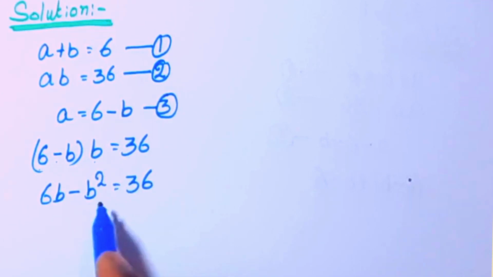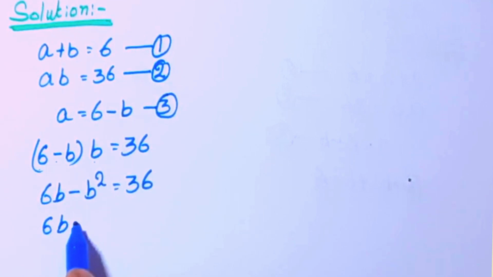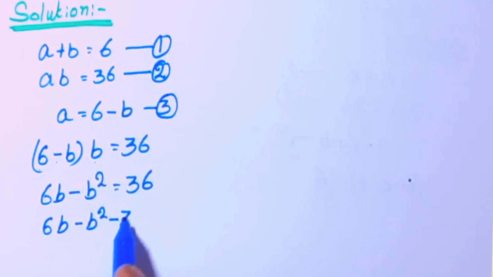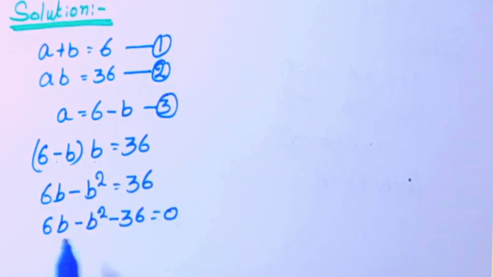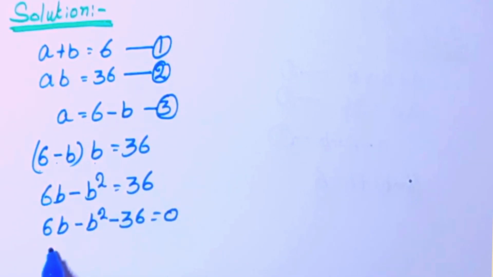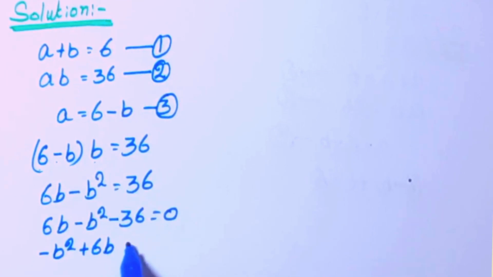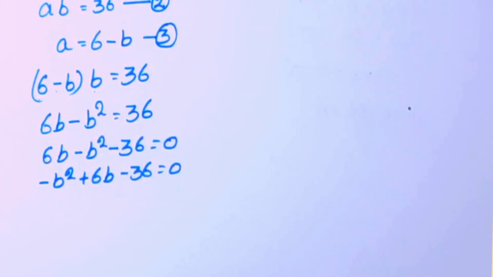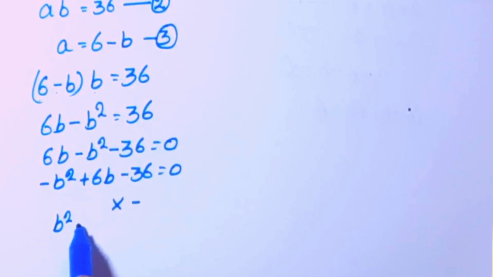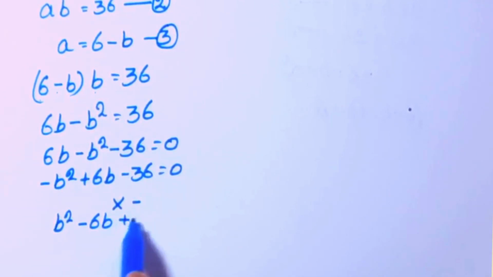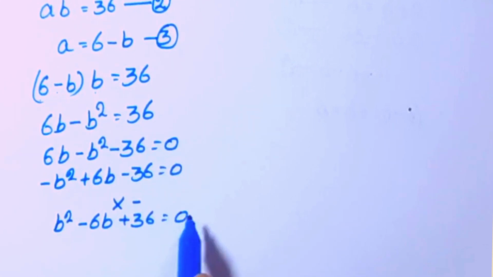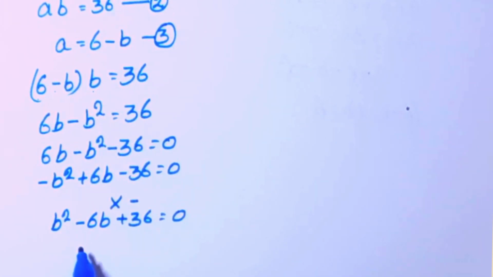Now bringing this 36 to the left hand side, 6b minus b square minus 36 equal to 0. Now rearranging this, minus b square plus 6b minus 36 equal to 0. Since this is a negative, we are going to change it by multiplying with minus. So b square minus 6b plus 36 equal to 0. Now we can apply the quadratic equation here.